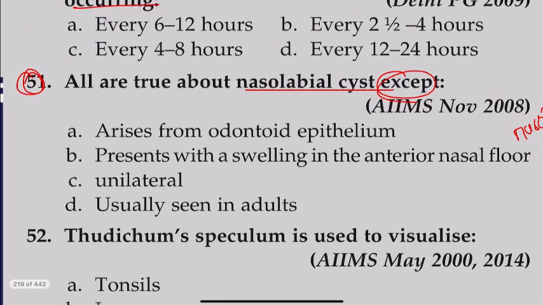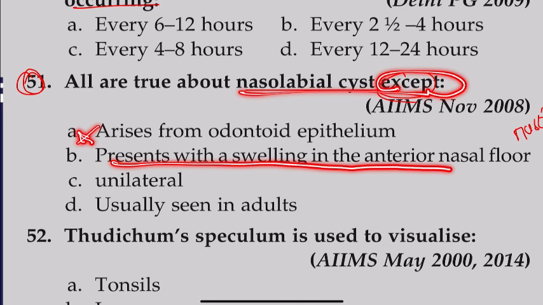All are true about nasolabial cyst except: arise from adenoid epithelium? No, that is not the right answer. Present with swelling in the anterior nasal floor, that is right. Unilateral, that's right, usually seen in adults. So the right answer is A.